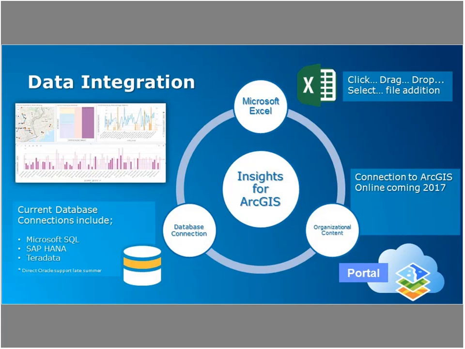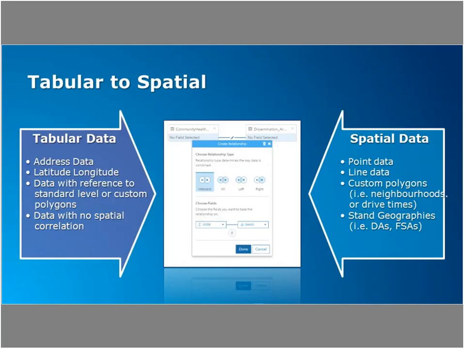So there we go. So when we talk about integration, one of the things I mentioned, Insights is a tool that allows you to leverage both your spatial and your tabular data. Spatial for the GIS user, we all know it's our point data, it's our lines, it's our custom polygons, whether they be neighborhoods or drive times, and our standard geographies, whether we're using dissemination areas, census tracts, census subdivisions, or census metropolitan areas. We can leverage that spatial content right into our maps.